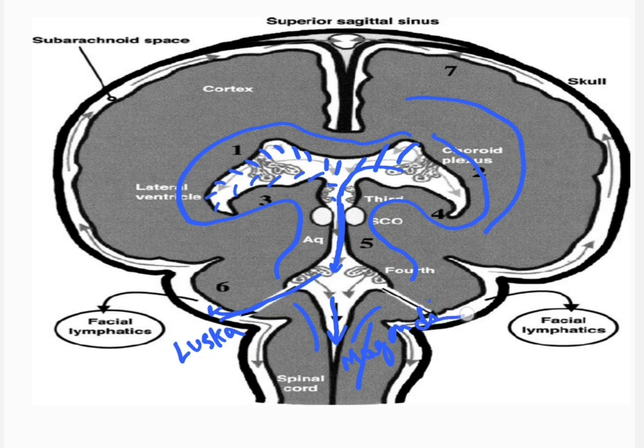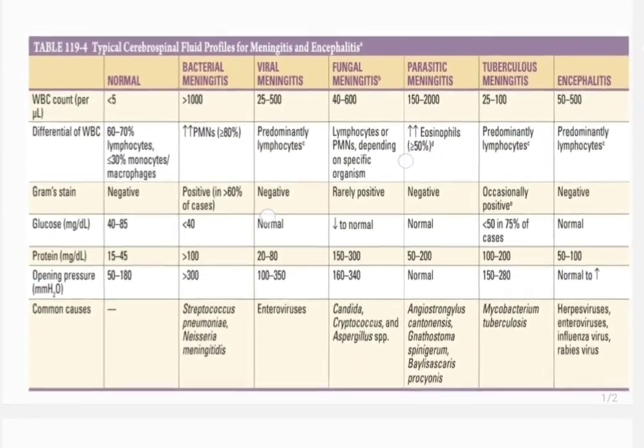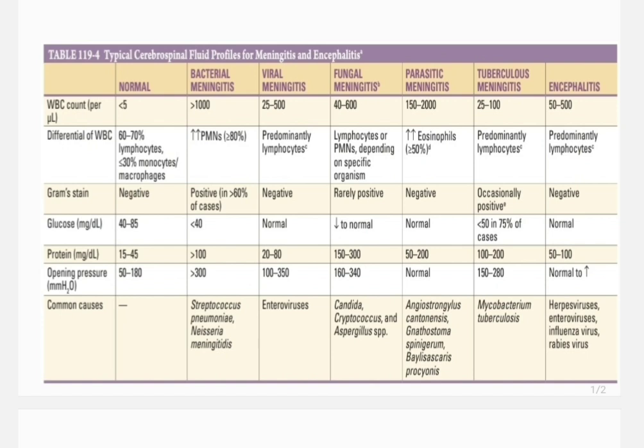Then this CSF will go through the subarachnoid space to the arachnoid villi, and it will be absorbed into the arachnoid villi, and from the arachnoid villi it will go to the superior sagittal and the other sagittal sinuses, and it will mix with the blood. Now let's discuss certain properties of the cerebrospinal fluid and some common abnormalities like bacterial meningitis, viral meningitis, and tubercular meningitis.